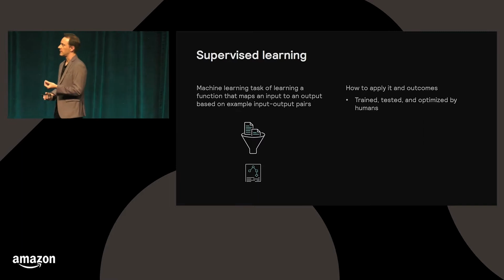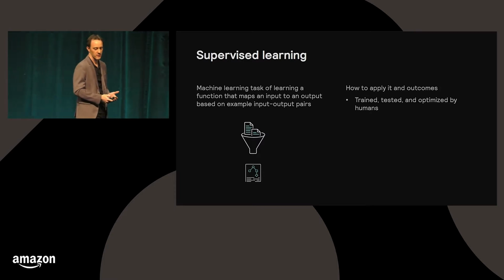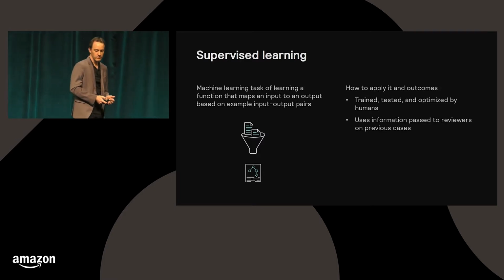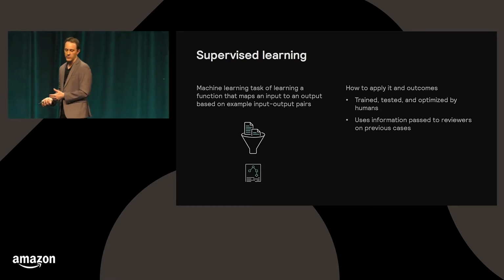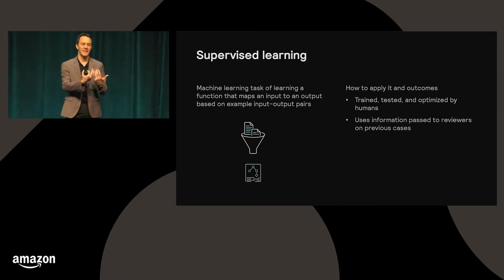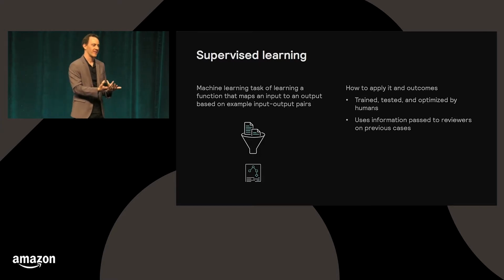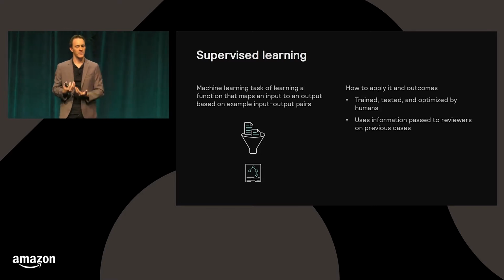First of all, it's important to say that these models are trained, tested, and optimized by humans, by subject matter experts, SMEs, working with data scientists. They can be trained to deal with new alerts by using information passed to reviewers on previous cases. So what does it mean? That example with hot dogs, I'm going to teach the supervised learning algorithm based on previous examples of reports that were filed.